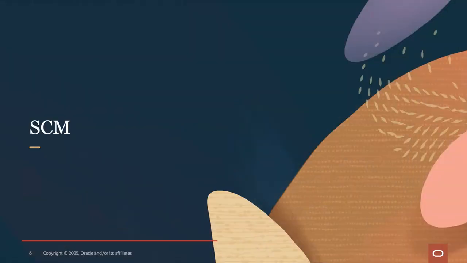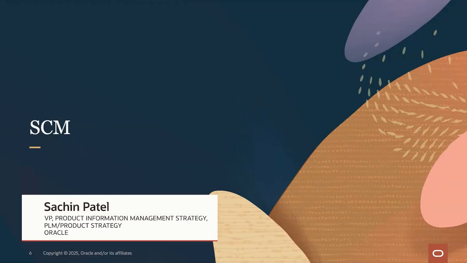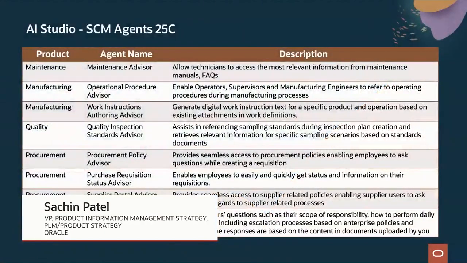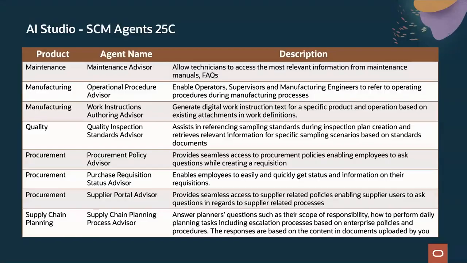Now let's take a look at some of the pre-built templates we're delivering in supply chain management. In 25C, we are releasing a number of pre-built templates that you can use in supply chain management. The maintenance advisor agent retrieves service history based on the problem description in a work order and proactively searches documents such as maintenance manuals and provides recommendations as well as possible causes and troubleshooting guidance.